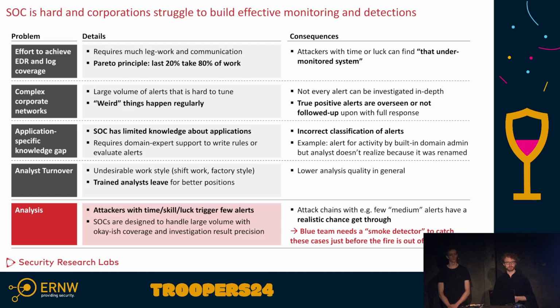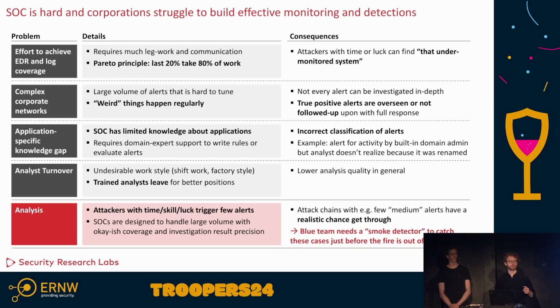So what does that mean when combined? Attackers with time, luck, or skill, however you call it, can perform attack chains that usually just trigger a few alerts. And SOCs, against the large alert volume, are optimized to handle this large volume with okay-ish precision. So attack chains that just have a few medium alerts have a realistic chance to get through.